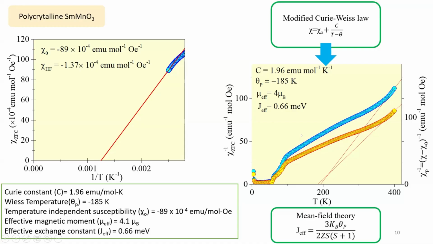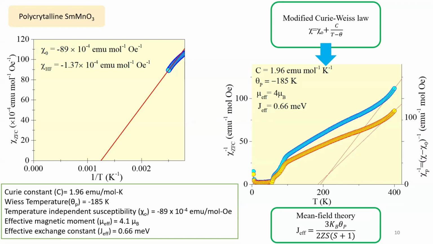By interpolating the data, we get C, which is 1.96 EMU per mole per Kelvin, and the Weiss temperature, which is negative, representing the antiferromagnetic property of SmMnO3, around minus 185 Kelvin. The effective magnetic moment for polycrystalline SmMnO3 is 4 Bohr magnetons, and the effective exchange constant is around 0.66 milli electron volt, which is calculated by mean field theory.